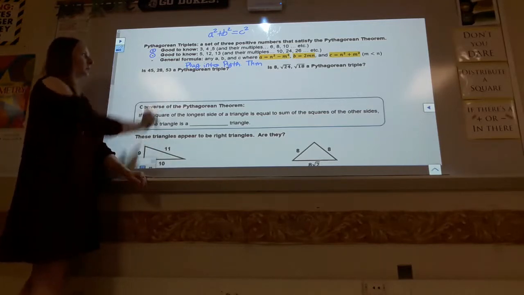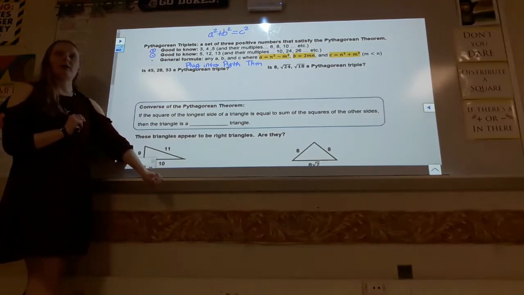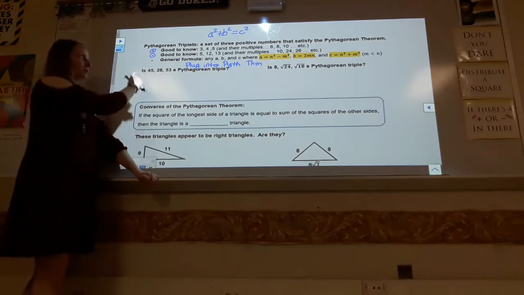So, question here. Would these 3 numbers be a Pythagorean triple? How would I check? Plug into the Pythagorean theorem. Carefully. Which one should be C?